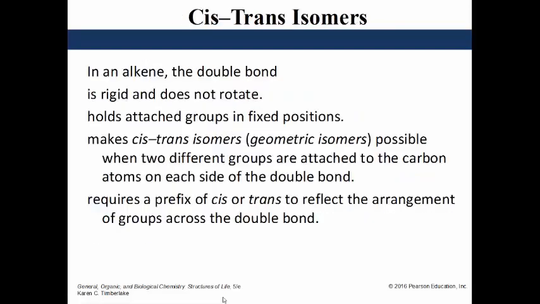And now we'll talk about cis and trans isomers. When you have an alkene, the double bond is rigid and does not rotate, and so it holds attached groups in very fixed positions.